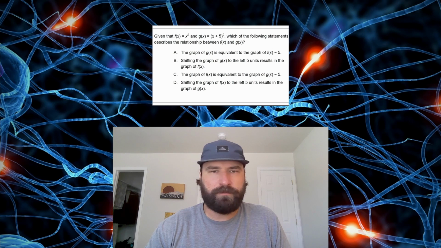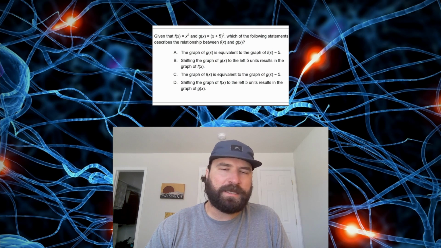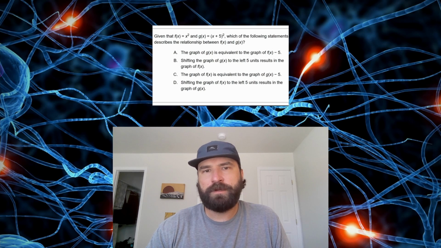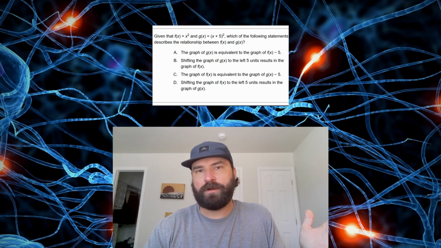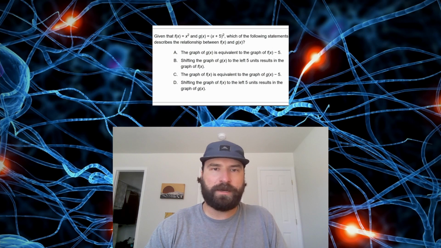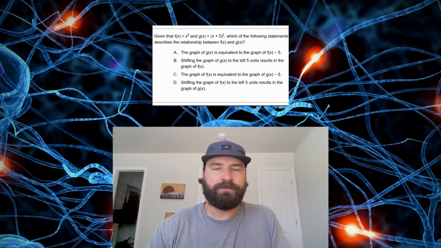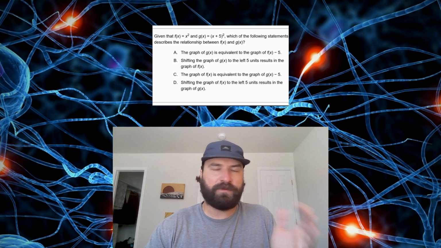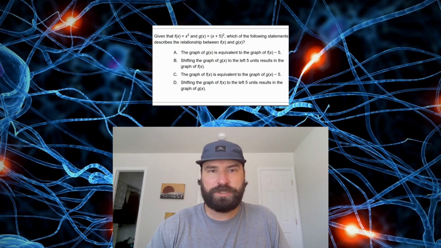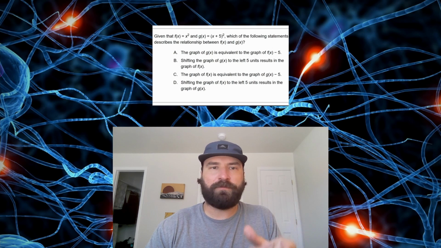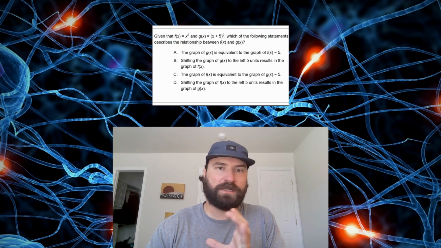So when you have a number being added inside the parentheses like this, what it's going to do is shift the graph the opposite of whatever this number is in the x direction, so left or right. Since this is positive 5, it actually shifts it negative 5 in the x direction, which means it's shifting it to the left by 5. So g of x is going to be the same graph as f of x, except shifted to the left 5 units.